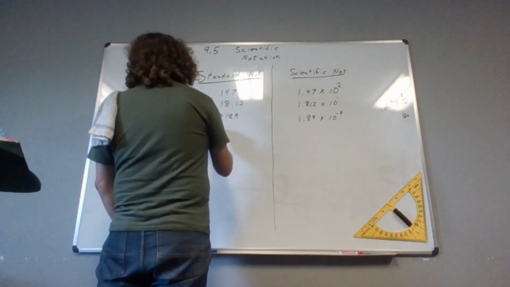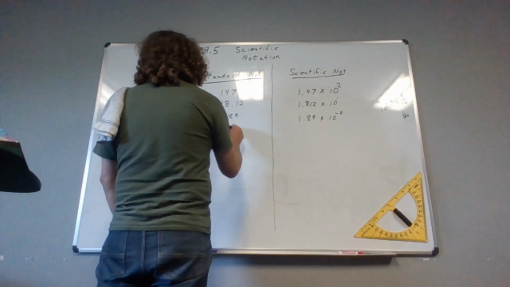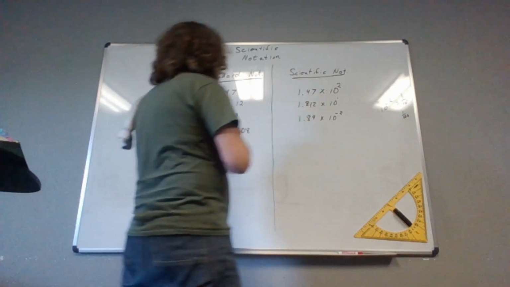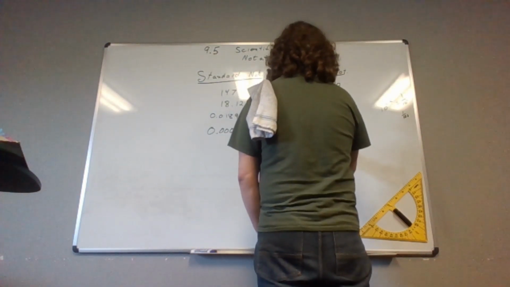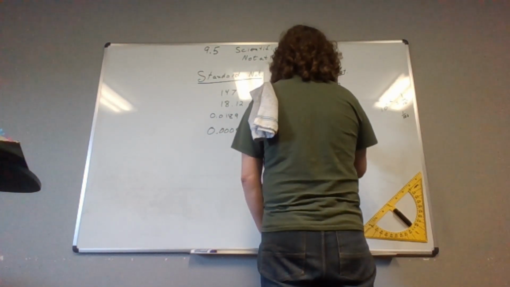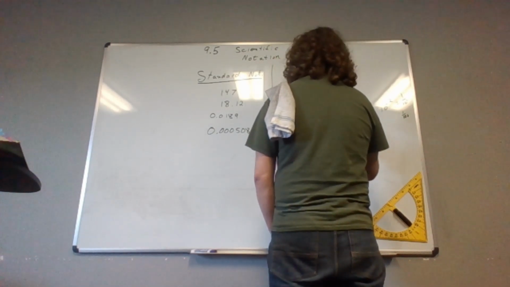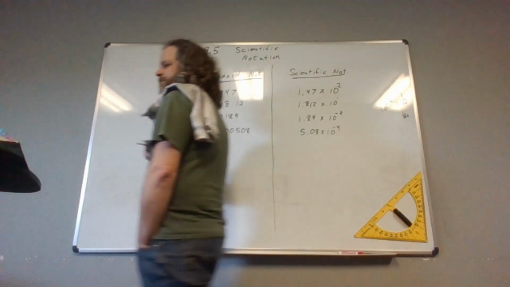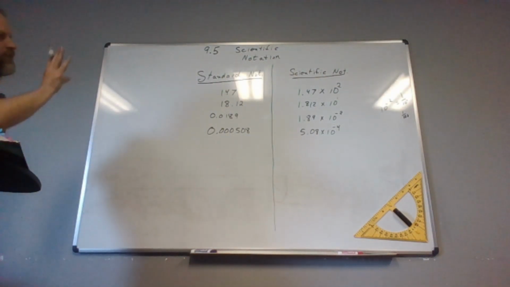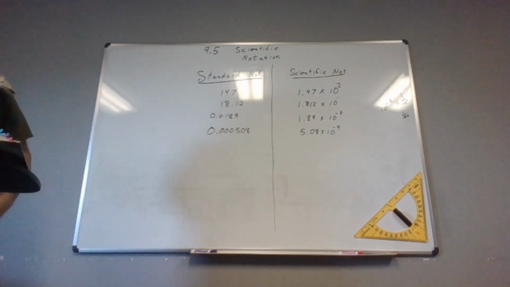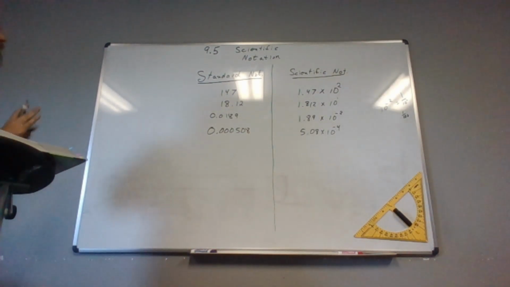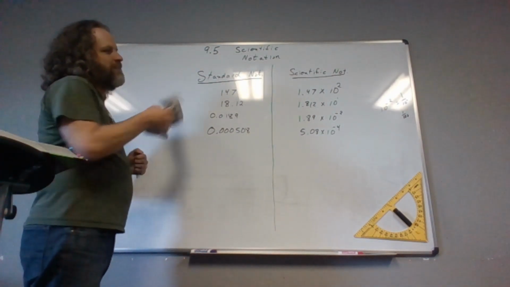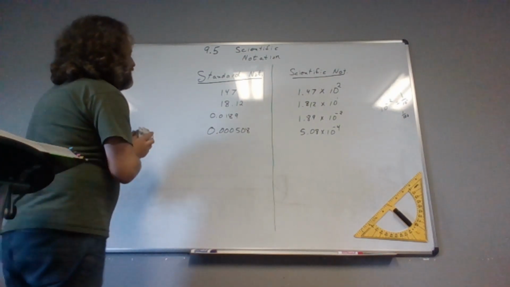Or you might have 0.000508, which in scientific notation would be 5.08 times 10 to the negative 4. Okay, so there's a little chart of examples. Let's look at how to convert and the steps. It's really pretty easy, step by step, straightforward. It's not actually very hard. I'll show you.